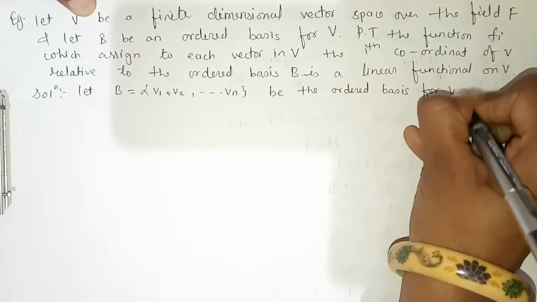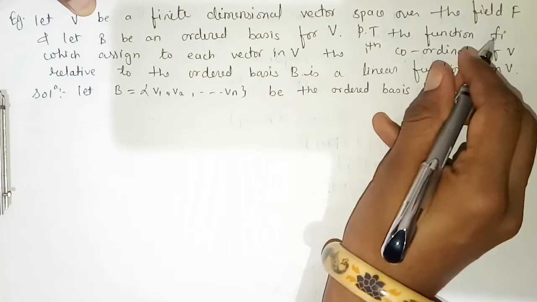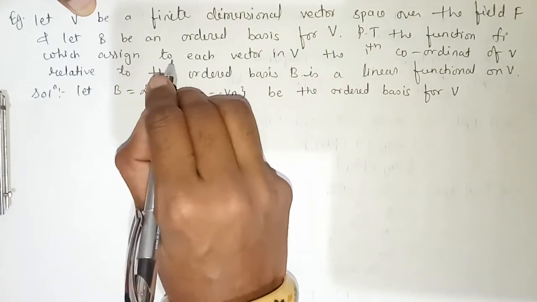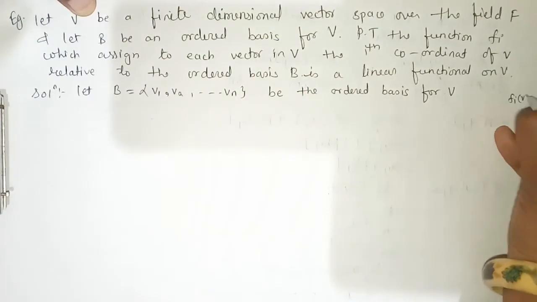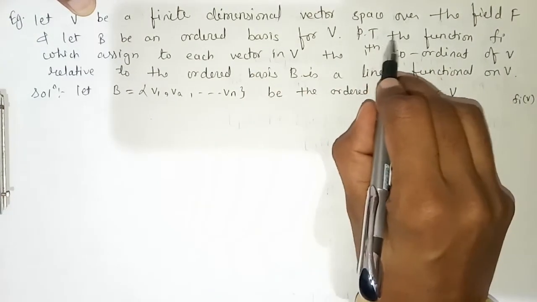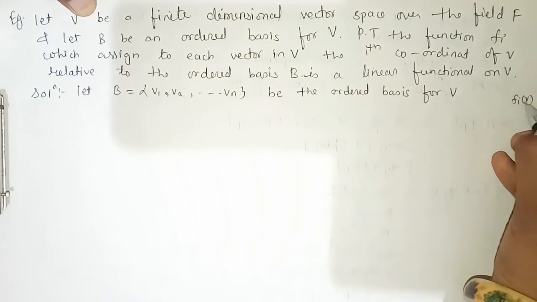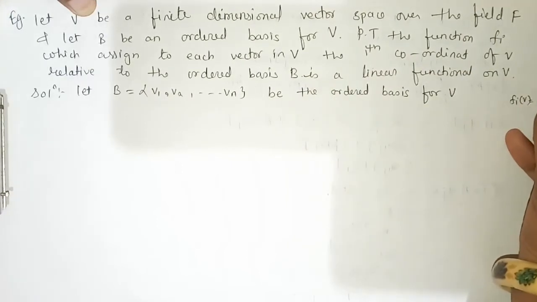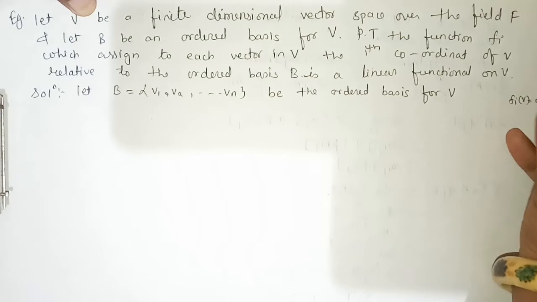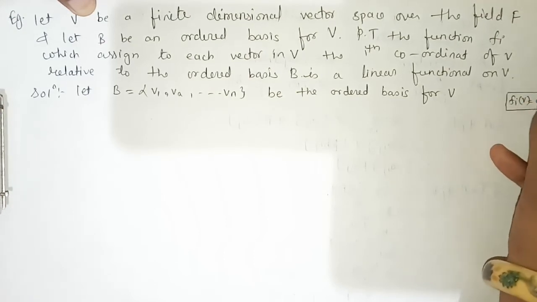for V. Now we have to prove that a function fi which is assigned to each vector in V, that is fi of V, is nothing but the ith coordinate. We know that a coordinate is written by alpha i. So this is our function and we have to prove that this function is a linear function.